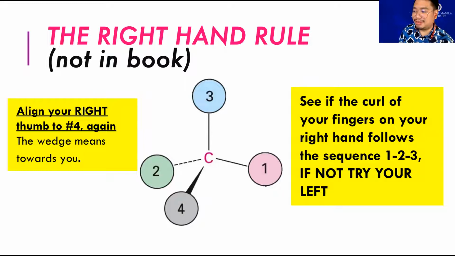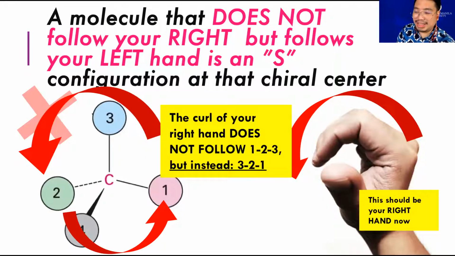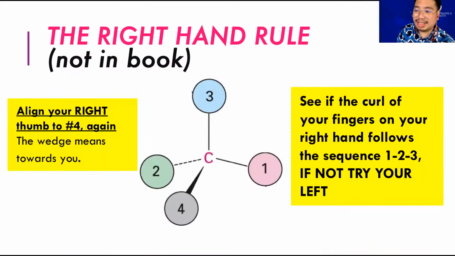And then from 3, okay, curl your fingers again and try to see what you hit next. Saan na siya ngayon? 2. And after 2, if you close your fist, becomes 1. So it's 3 to 1. That's not 1, 2, 3. Okay? So it doesn't follow our right.